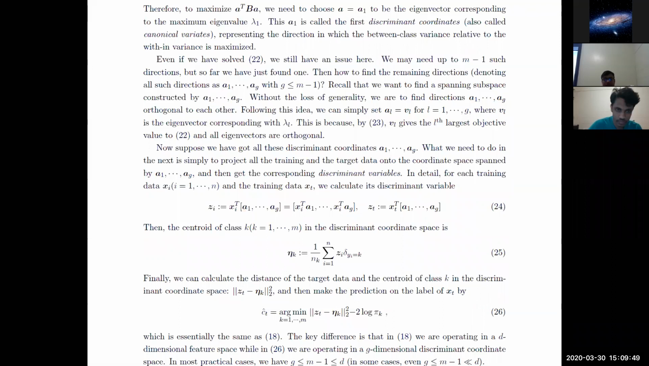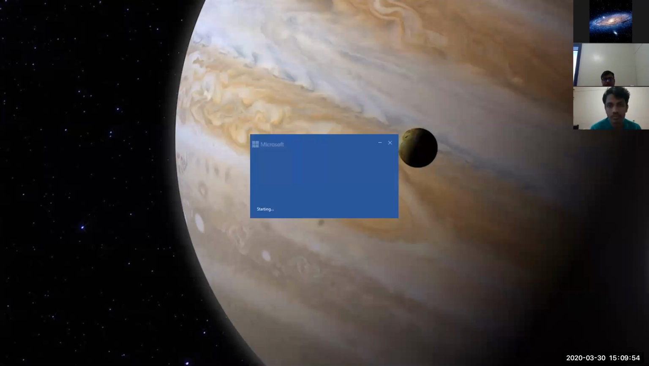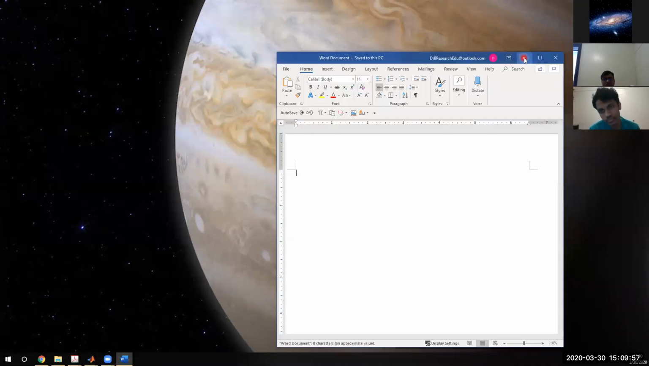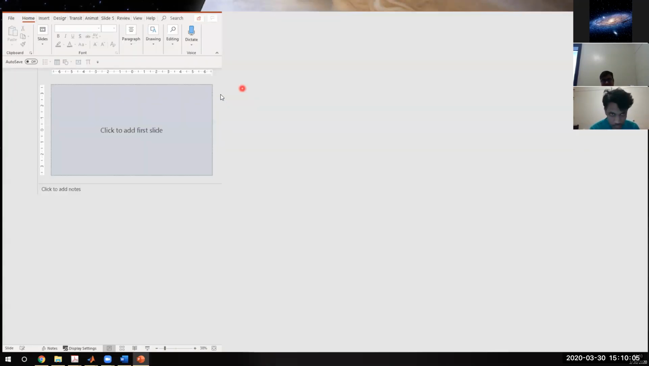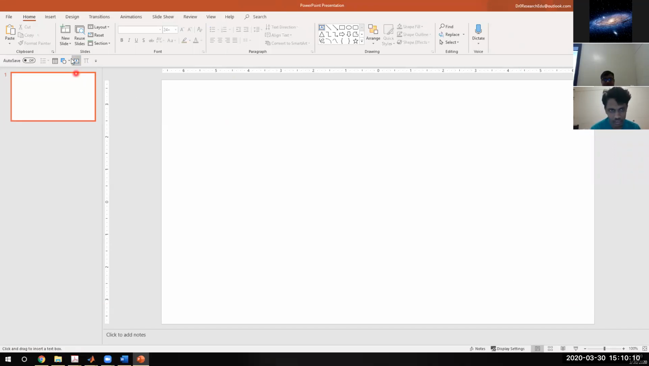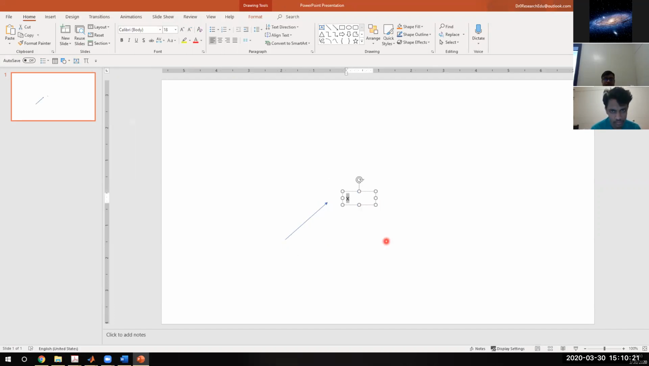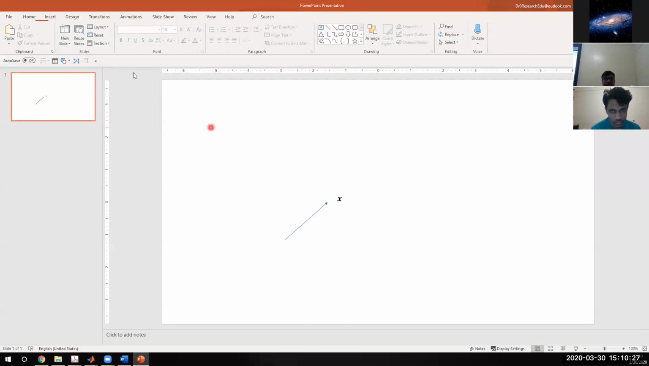Let me draw a figure. I think that's going to be easier to understand. Let me open the Excel. That's the easiest way to directly draw things. Now suppose I have a direction in this way. Suppose this is a vector, let's say vector x. Now my coordinate system, for example, is in this way.